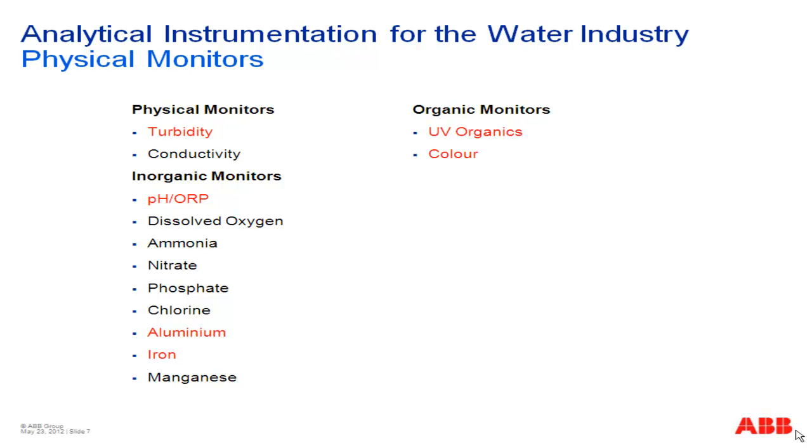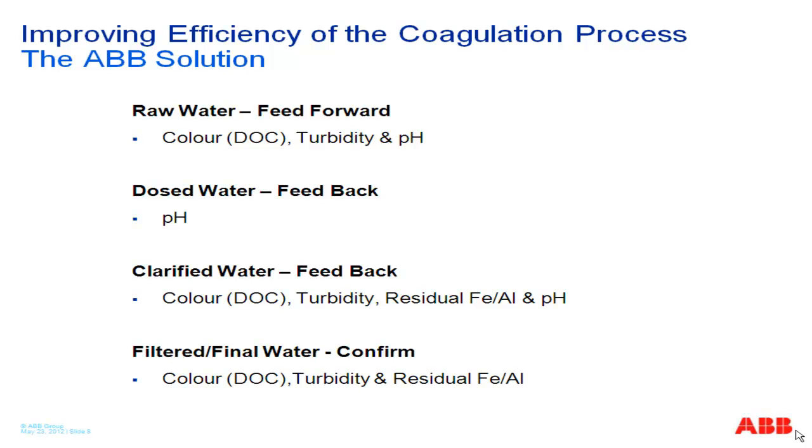Right, we sort of understand the reasons why we need to coagulate and the benefits of it. So from an ABB perspective, an instrumentation perspective, what instruments are there recognised by the industry that can be used to help you optimise your treatment? So we've got physical monitors: turbidity, conductivity. Inorganics: you can go down the list: pH, DO, ammonia, nitrate, phosphate, chloride, aluminium ion, manganese. And then organic monitors, UV organic, and colour. The ones highlighted in red are ones that we specifically look at, which I'll come to now.